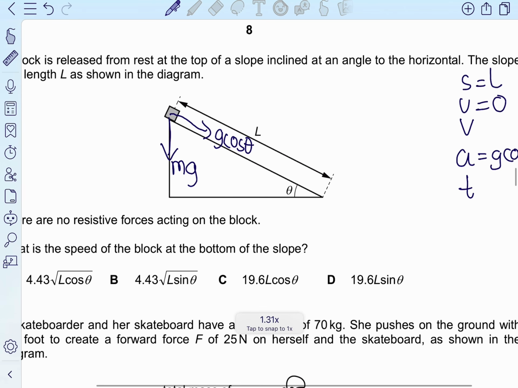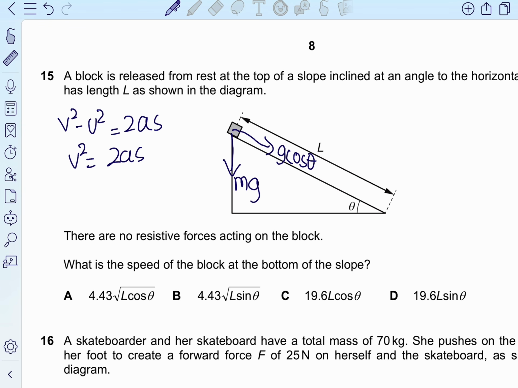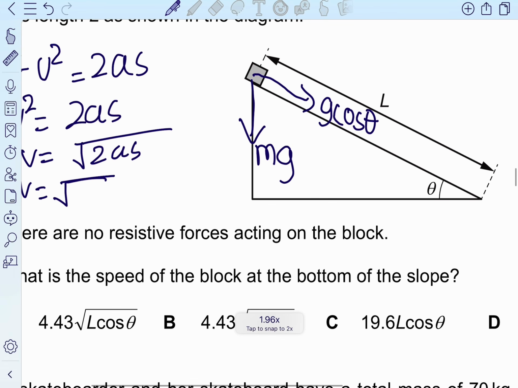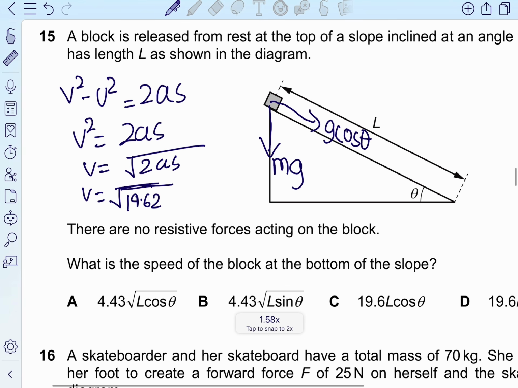So what I need to find is the speed, that is v. Okay, so v squared minus u squared is 2as. v squared is 2as because u squared is 0. So v will be the root of 2as. If I know 2 into 9.81, that will give me 19.62. So 19.62 into cos theta into L, because that's s.